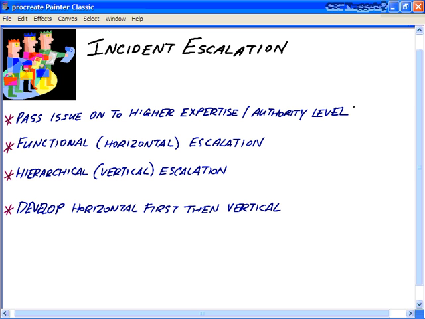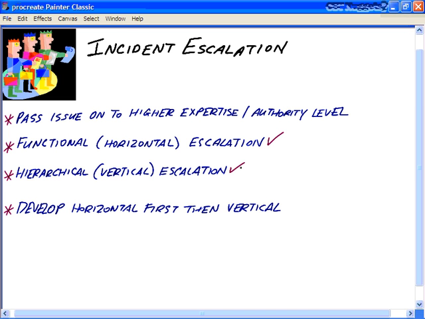Now, there's two types of escalation. There's functional or horizontal escalation, and then there's hierarchical or vertical escalation. Functional escalation is the horizontal process of bringing in coworkers. Bringing in in-sourced, in-house personnel with special skill sets or additional access privileges or just simply more time to deal with the incident. This may go beyond the boundaries of the service desk into other departments or into other business units. So it's a horizontal escalation.